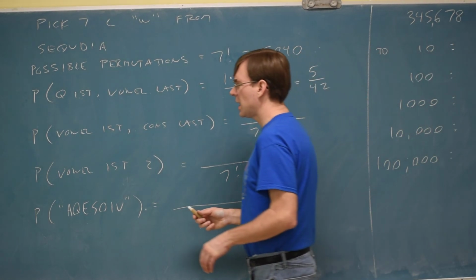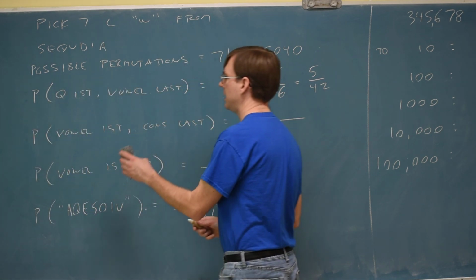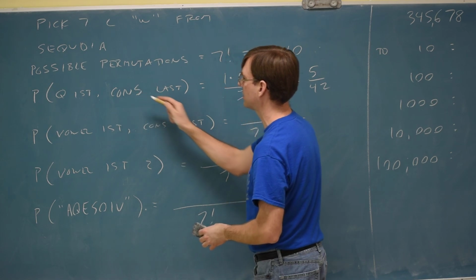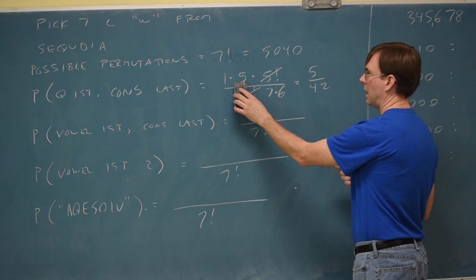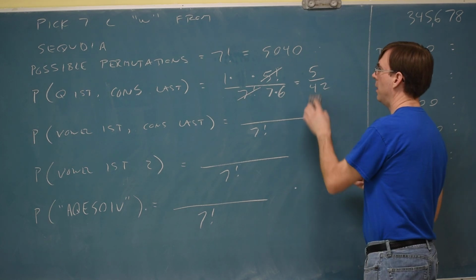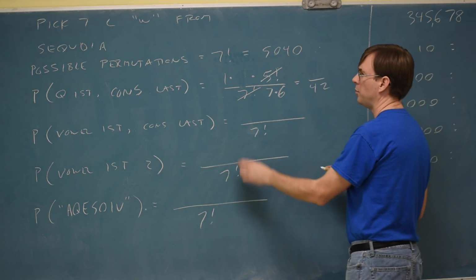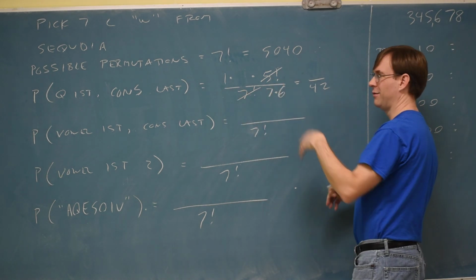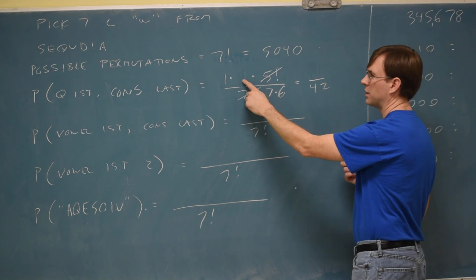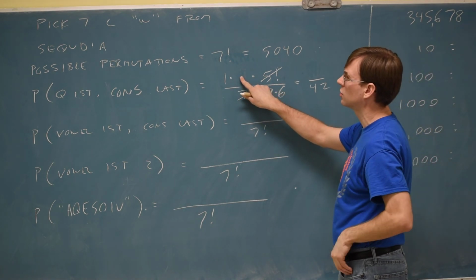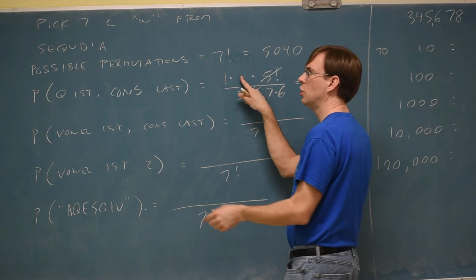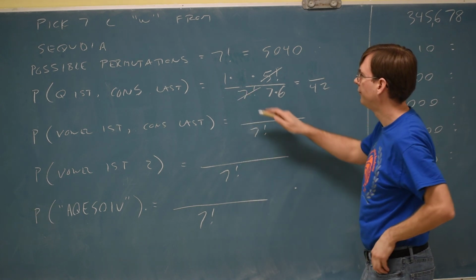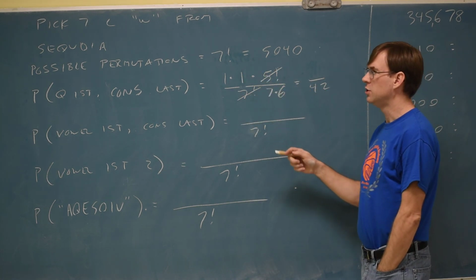If I wanted to change this question slightly to have a Q first and a consonant last, that would change only this number, because we still have one choice for the Q. You still have 5 do-whatever-you-want positions, but to pick a consonant in the last slot, some of you might think 2 because there are 2 consonants, but it's not 2. It's 1 because you used up the Q.